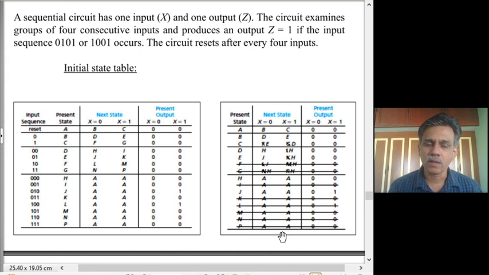Having done this, now we can come up with a table which is very compact, where all these removed rows are not represented. Only those states which are surviving are retained. What are they? A, B, C, D, E, H and J.